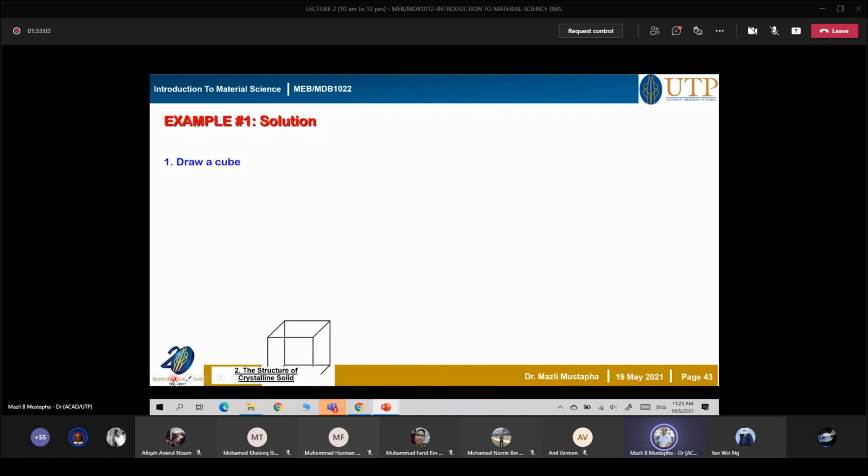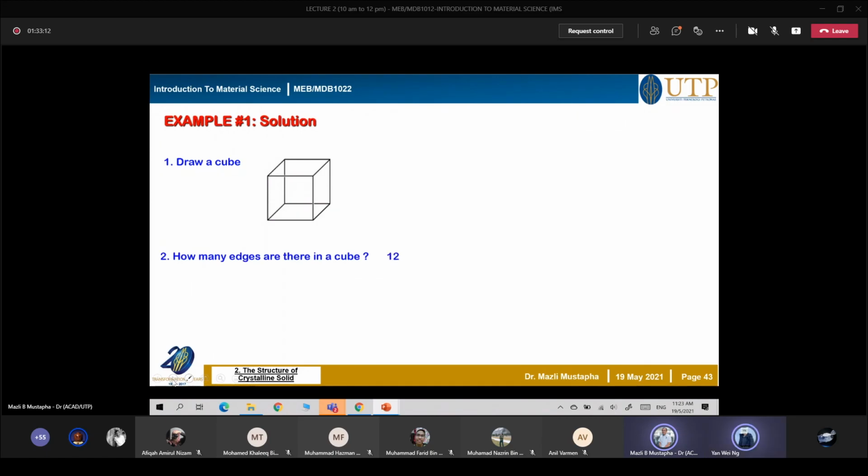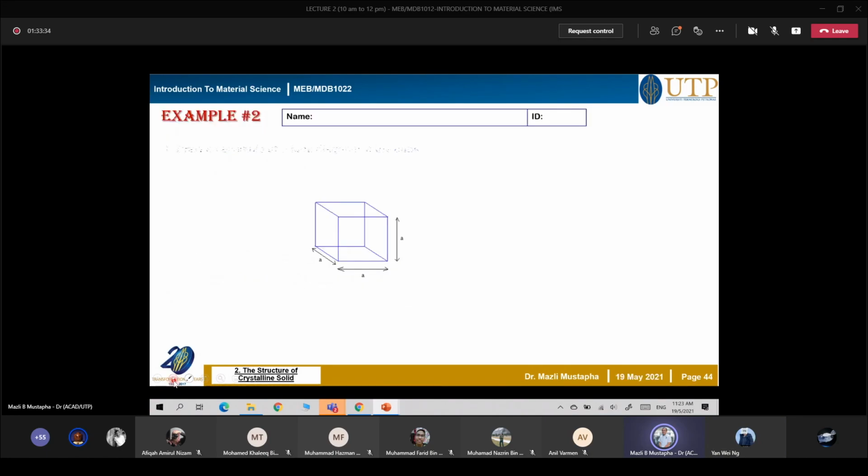So to draw a cube, you just draw it like this. How many edges are there in the cube? I think everybody knows 12: 4, 8, and then another 4 here. So there are 12 edges. It's just simple maths. How many corners? Should be 8. And how many faces? Should be 6.